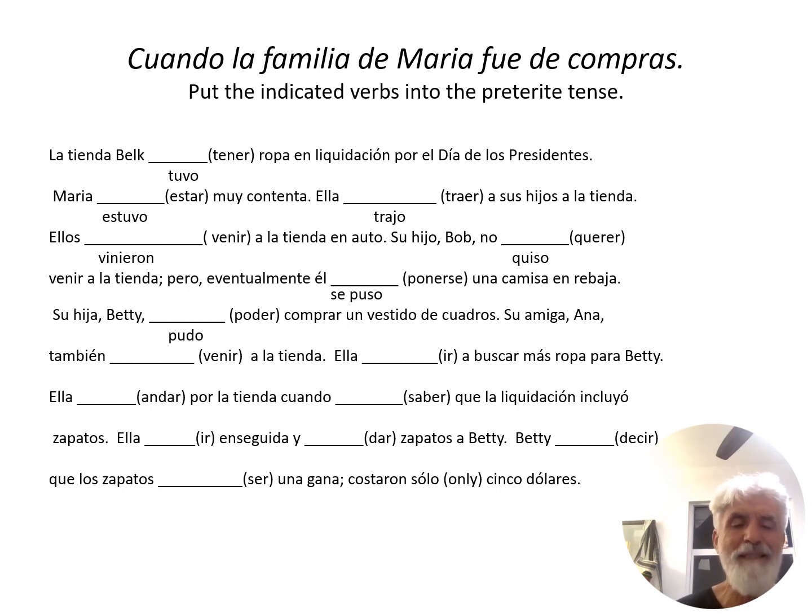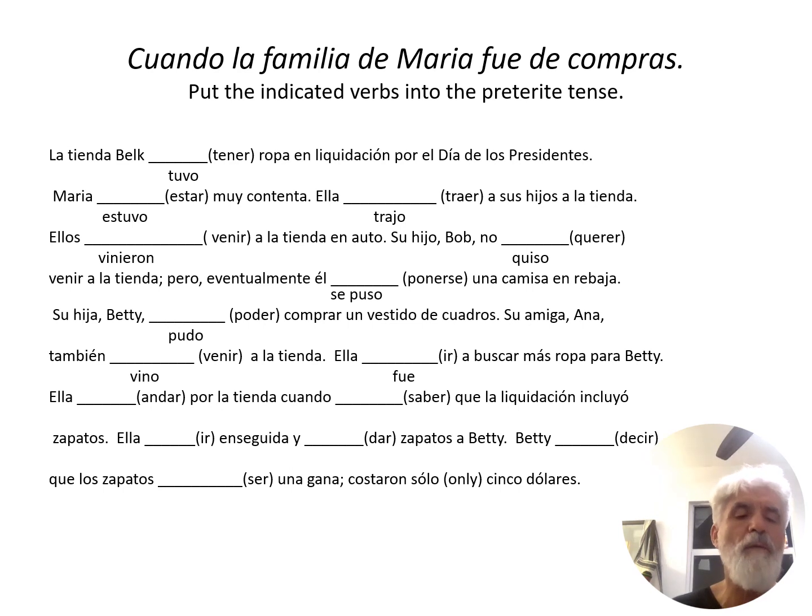What is the stem of venir, the verb to come? It's a U stem. I'm sorry, it's an I stem verb. It's going to be vin. Okay, and then the ending that goes with Ana or ella is an O. Ella vino. She came to the store. And then she went. Ella fue a buscar a Betty.